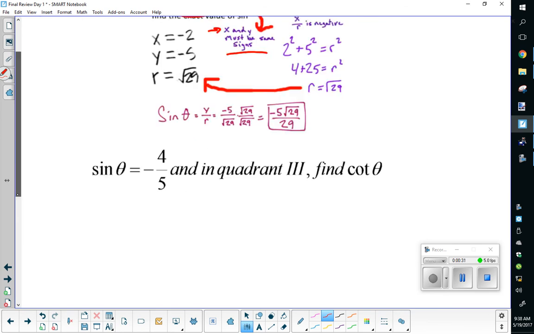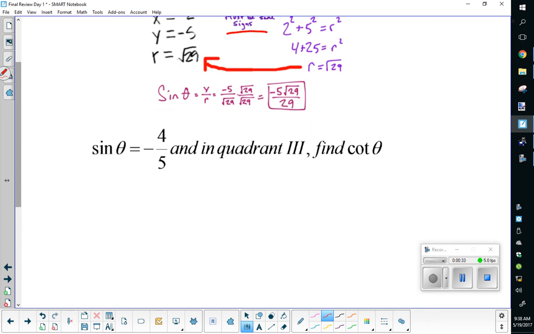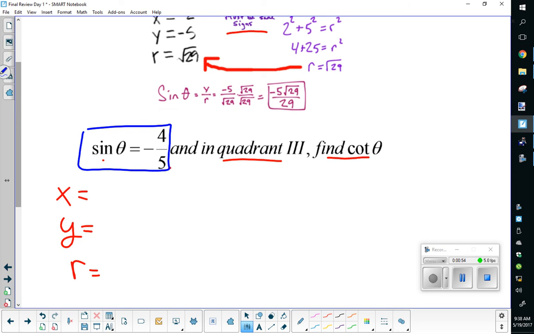Let's look at the one together here, and it'll make more sense. Sine is this. It's in quadrant 3. Find cotangent. What do we start off by writing on our paper? X, Y, R. Before we do anything else, X, Y, R. We want to make sure we use all that information eventually. To start off, let's look at this part. Sine of theta is -4/5.